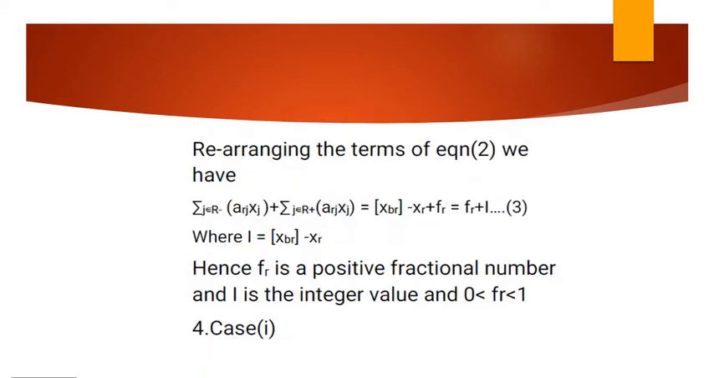That means now we shall rearrange the terms of the equation 2. We get sigma arj xj when j belongs to r minus plus sigma arj xj when j belongs to r plus, that is equal to the integral part of xbr minus xr plus fr. We shall write that as fr plus capital I, that capital I is the integral part of xbr minus xr. Hence fr is a positive fractional number and I is the integer value, and fr lies between 0 and 1.